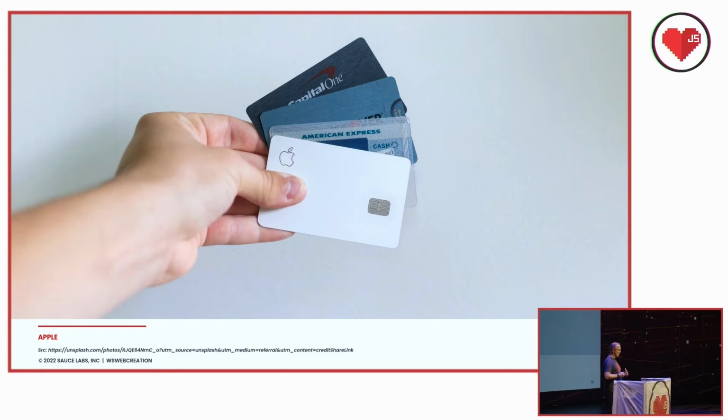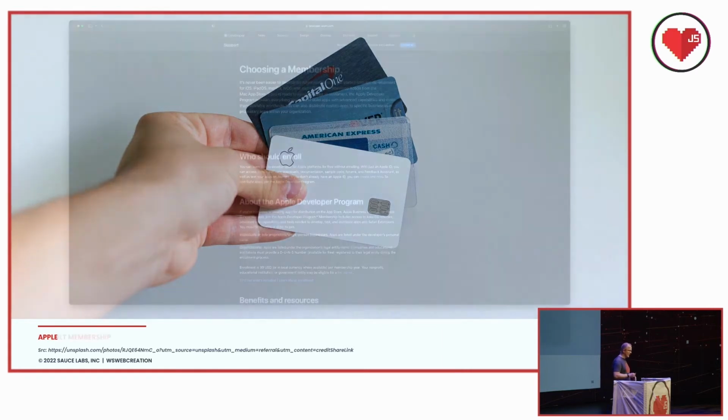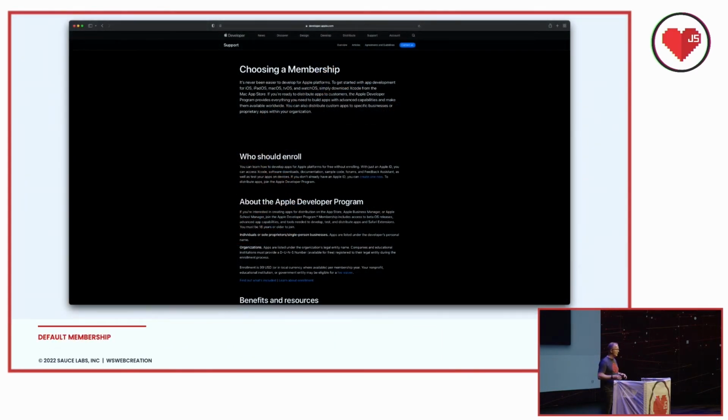There are 2 types of memberships. If you don't want to pay a lot, you can even get a free one, but then you cannot push to the stores because you also need a membership to push it to the store. So we go to the website of Apple and we see we got a default membership. It will cost you $99, but then you have the option to push your application to your own phone, but also in the end to the App Store.